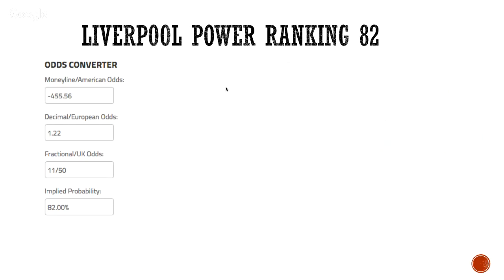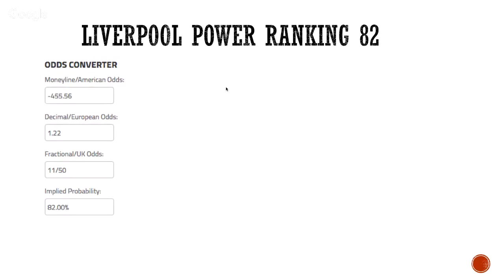Next slide. Liverpool power ranking is 82. Now, what I'm going to do next is we're going to convert this to a money line. So that 82, what we do is we take 82 as basically what we call implied probability. Now, don't freak out. That's not a big word. It just means their odds of winning the game. So they have an 82% chance of winning the game based on the formula that we use. Now we have to convert that to a money line because odds are presented in money lines.